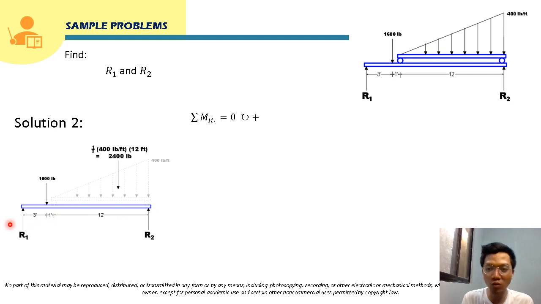Okay, so R1 will have no moment. For the 1,600 pound load, its moment about this point will be 1,600 times 3, and its rotation will be clockwise. That's why it will be positive here.